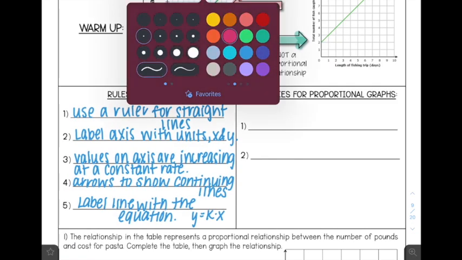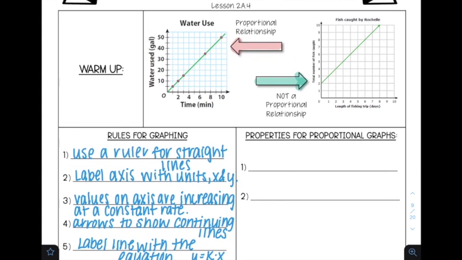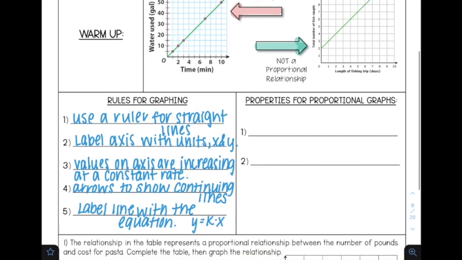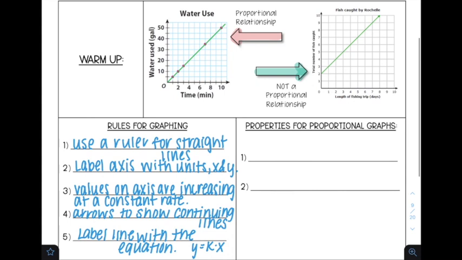What are properties for proportional graphs? So if you look at the proportional relationship on the left, you'll notice that the line or the graph that's on the coordinate plane is linear. So let's talk about the different properties for proportional graphs. If you notice on the left, the proportional relationship, this graph is a line. It's a straight line. So that's one of the conditions. So the graph is a straight line.